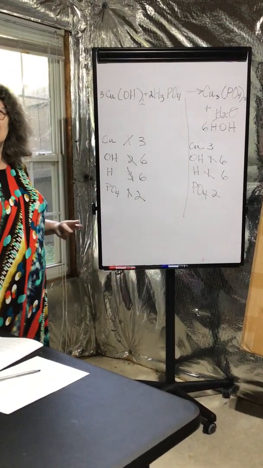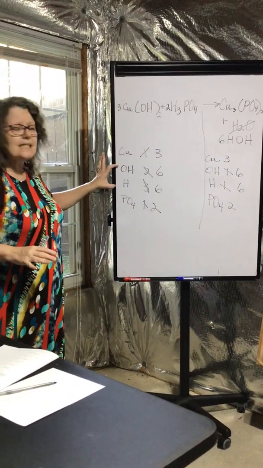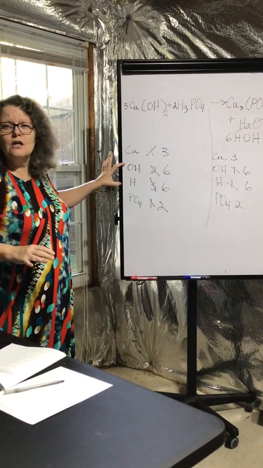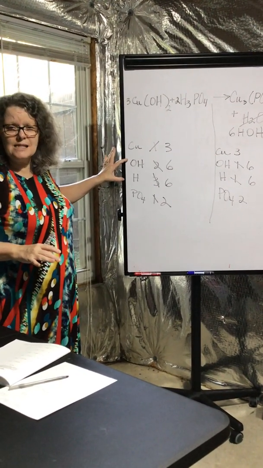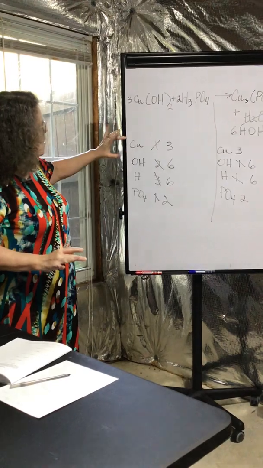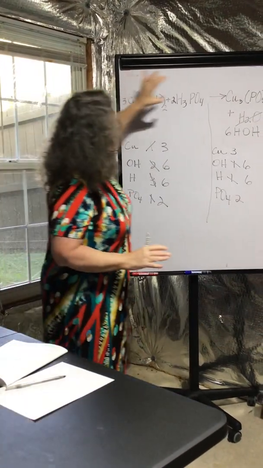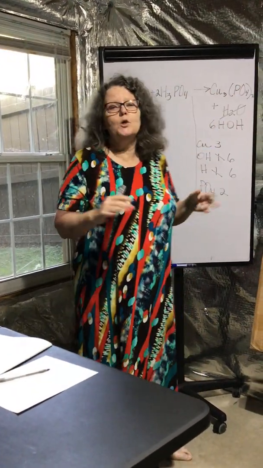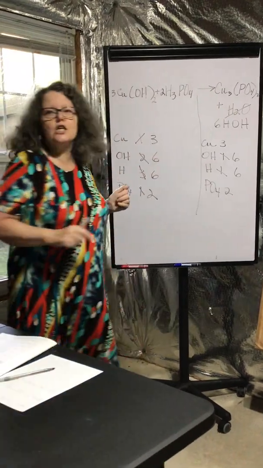The other takeaway is balance oxygen, water, those types of compounds, hydroxide, balance them last. Like we saw here, once we got the coppers and the phosphates balanced, boom, we had already balanced our hydrogen and hydroxide.